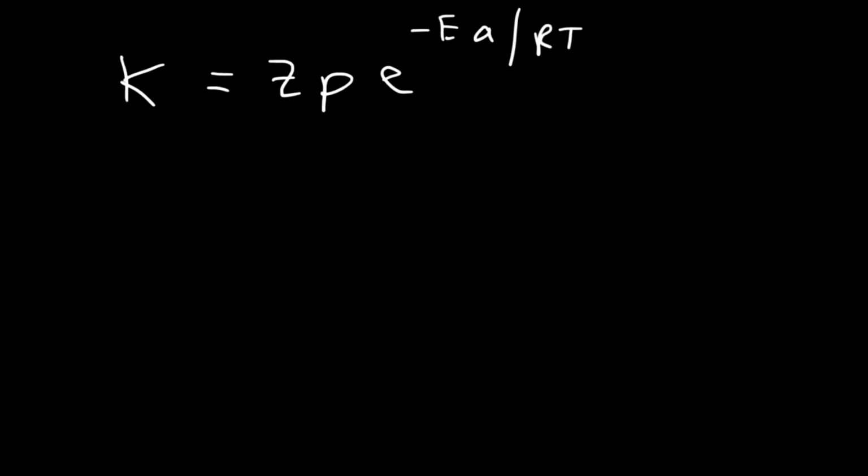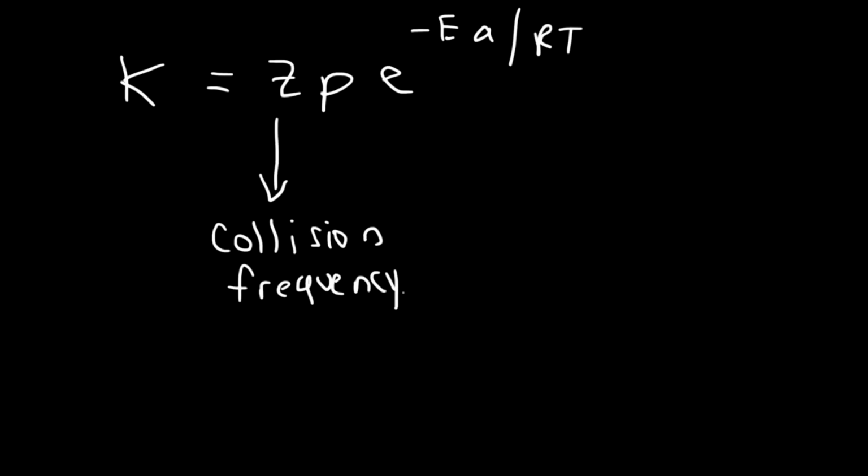Now let's talk about the Arrhenius equation. k is equal to Zp e raised to the negative Ea over RT. Now Z is known as the collision frequency. If you can increase the collision frequency of a reaction, the rate of the entire reaction will go up.